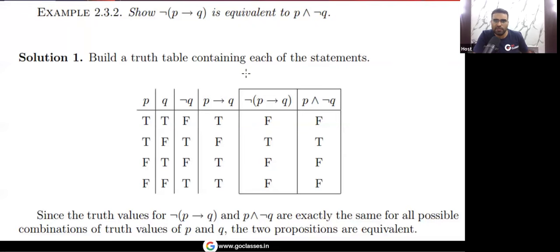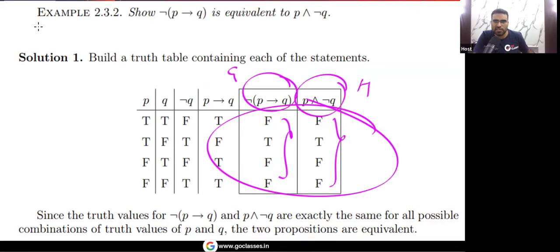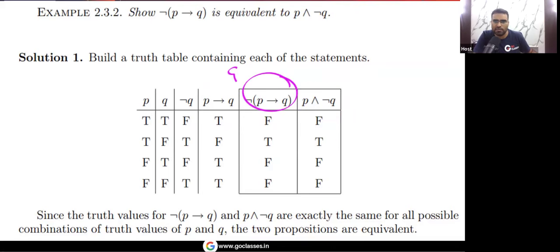You can see in this table, this expression and this expression. Are they equivalent? Do they have the same truth table? Let's call them G and H. This is our expression G, this is our expression H. Yes, they are equivalent because their truth table is the same.